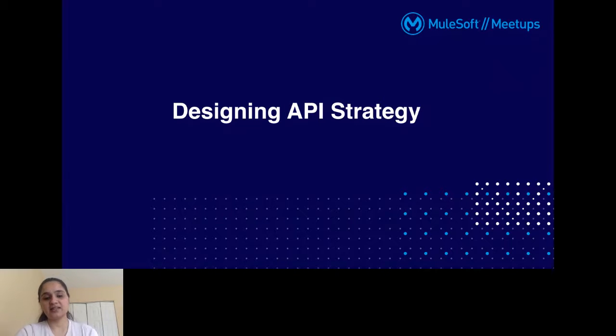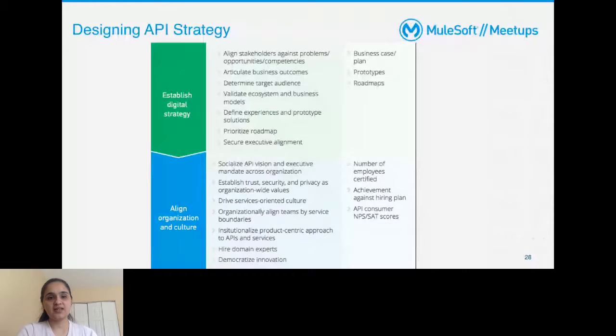Yeah, so next is designing the API strategy. Every digital transformation approach should use APIs, as they are very important to make the digital transformation successful in the organization. So you should have your API strategy aligned with the digital strategy. There is a blueprint for designing the API strategy, and there are four major steps.